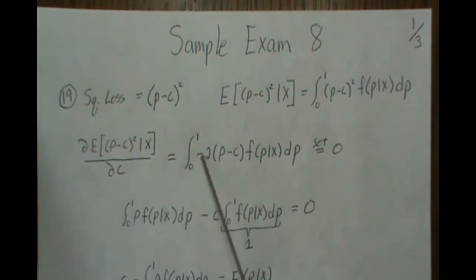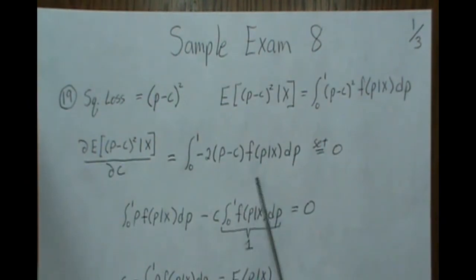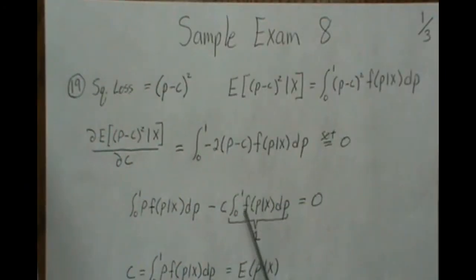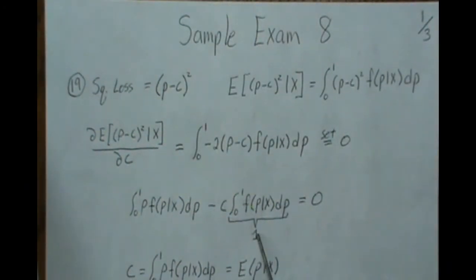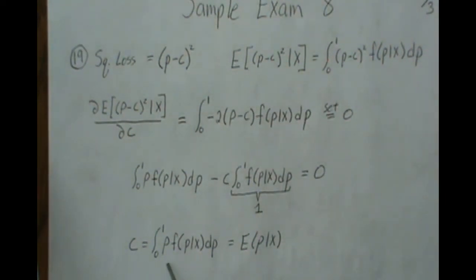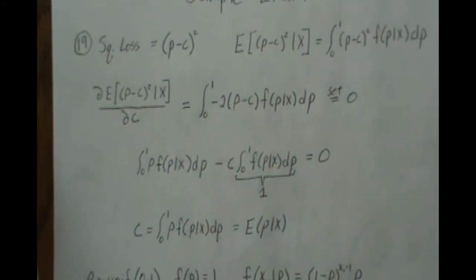And then this constant we can divide to the other side, get rid of it. Then we multiply this in, and that's what this is. But when we integrate our density, that's just 1. So we get C. If we take C to the other side, we get C is this integral. Well, that's just the expected value of P. So the mean under squared error loss is the mean.